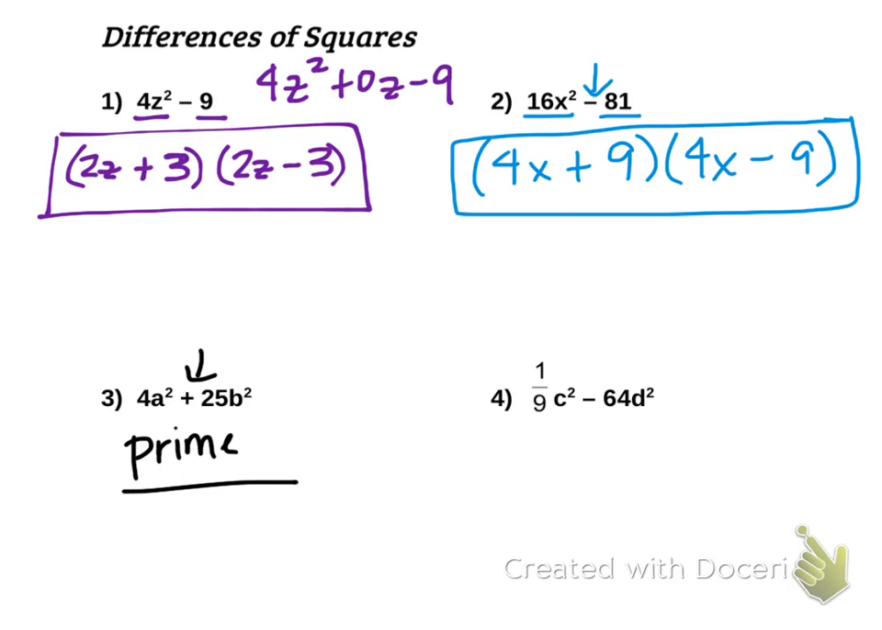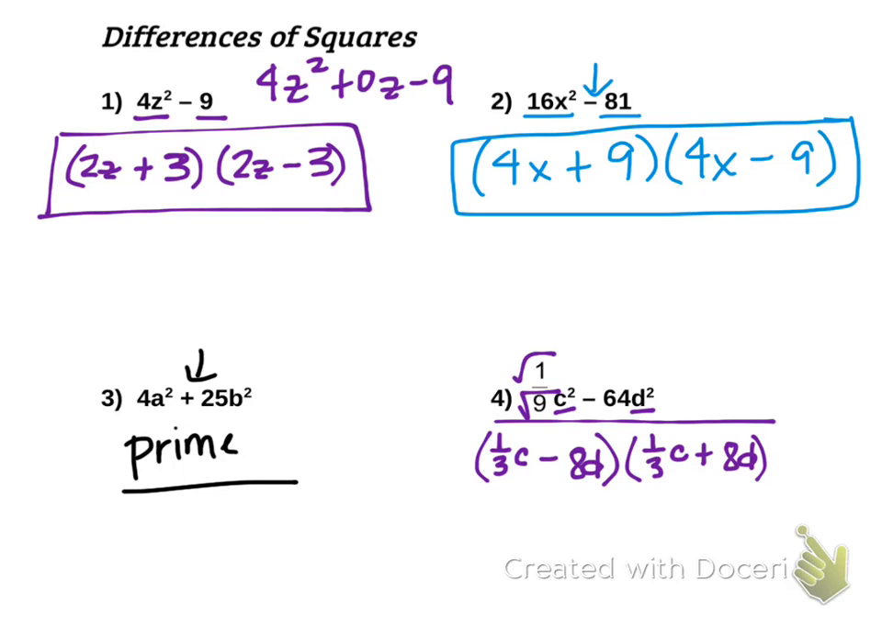All right, and on the last one here, notice that we have two variables, and that's okay. Remember, we find the square root of the first one and the square root of the second one, and that goes in the first and second terms of my factors here. So the square root of the first one is 1/3 c. Take the square root of the top, the square root of the bottom, that's how I got 1/3. And then 1/3 c, and the square root of the second one is going to be 8d, 8d, plus and minus, there it is. So it still works out even when you have two variables.